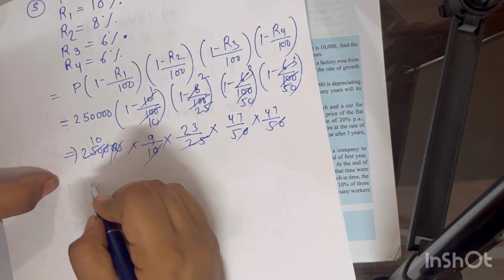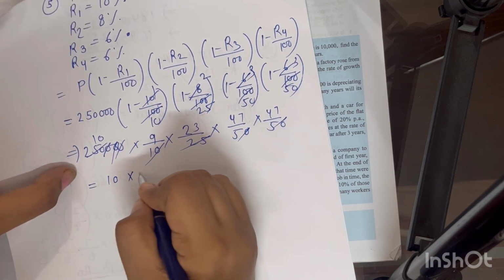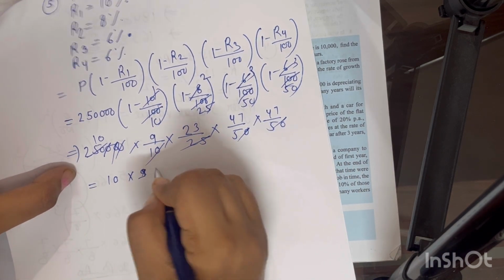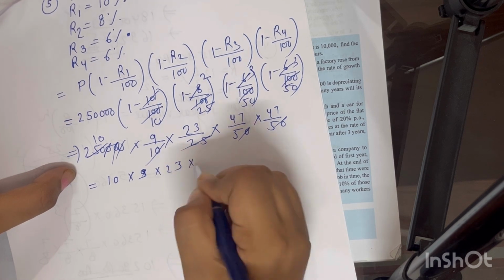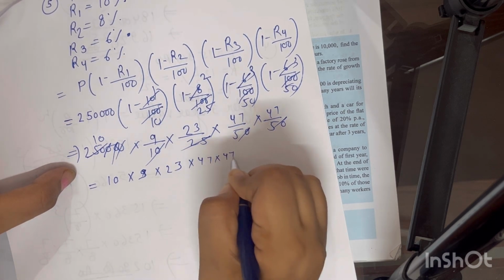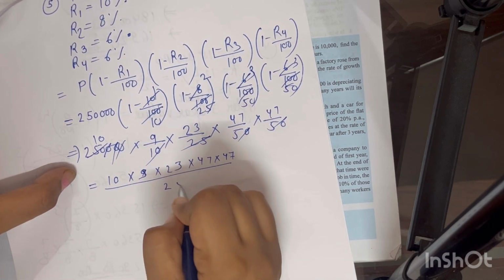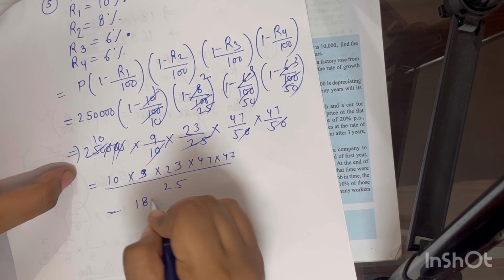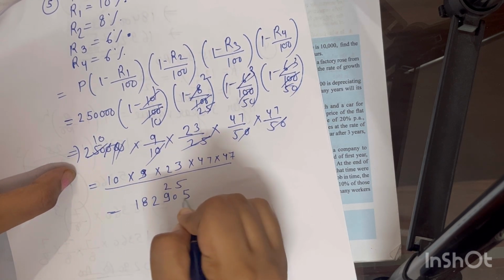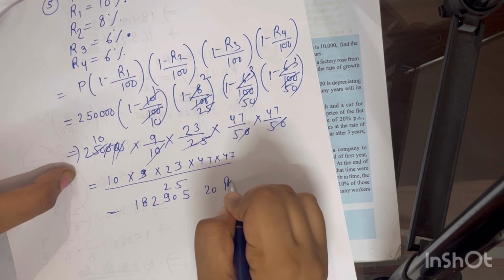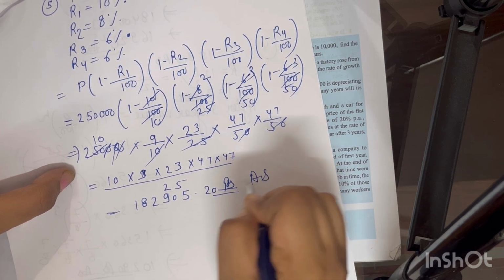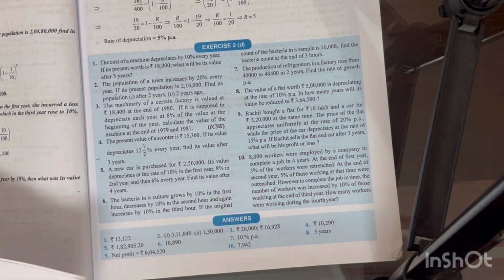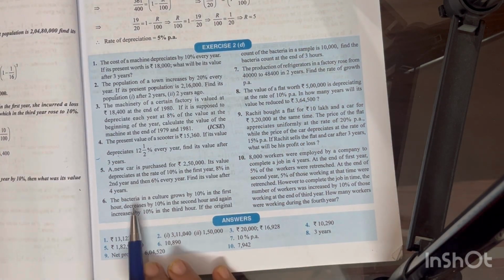10 into 9 into 23, 47 by 25 is 18,290.520 rupees. Answer. Now question number 6th.